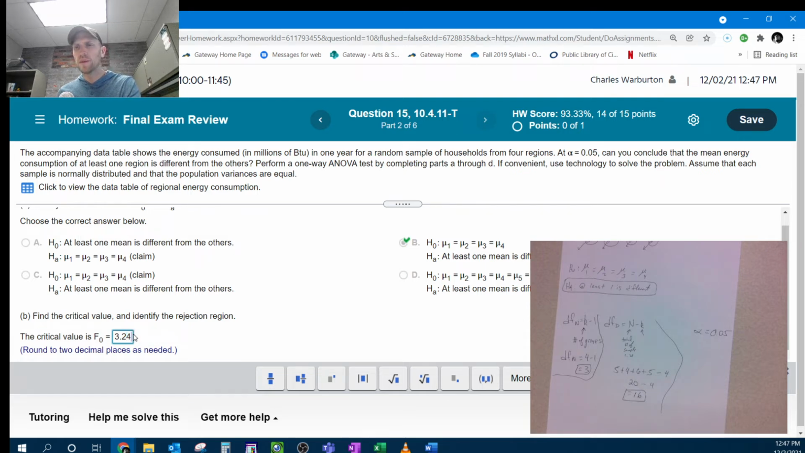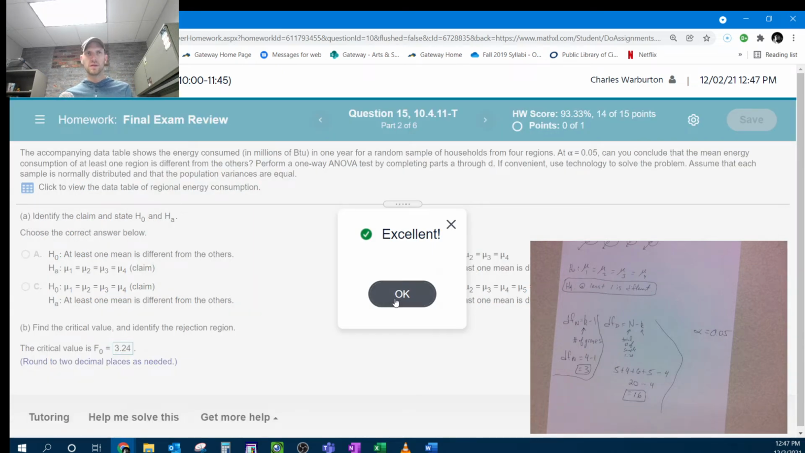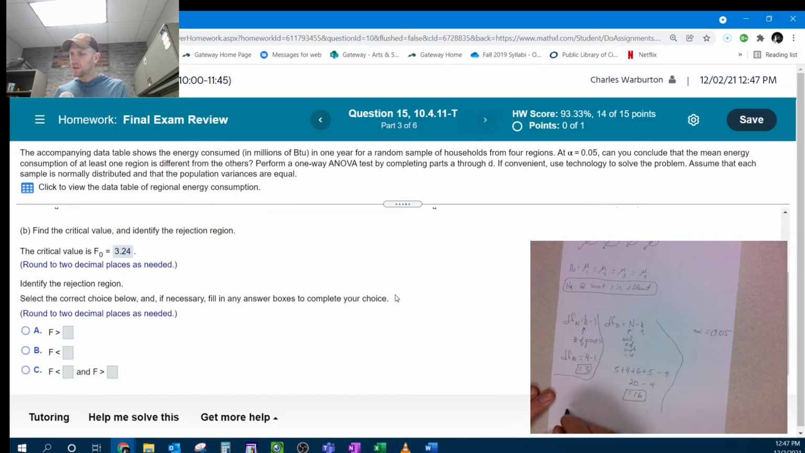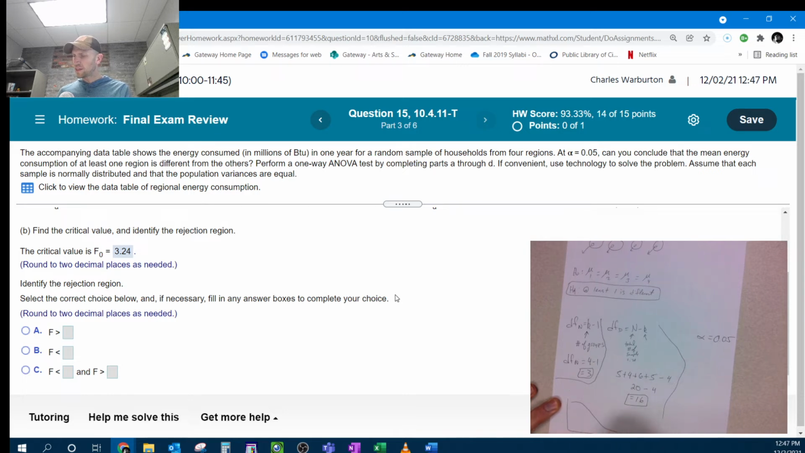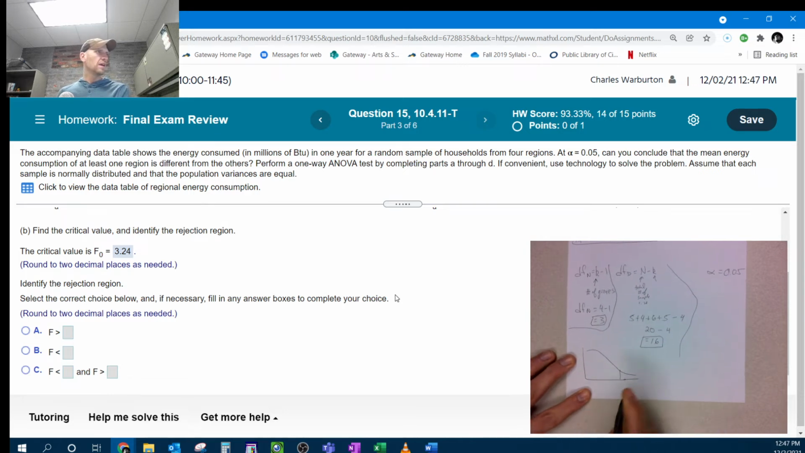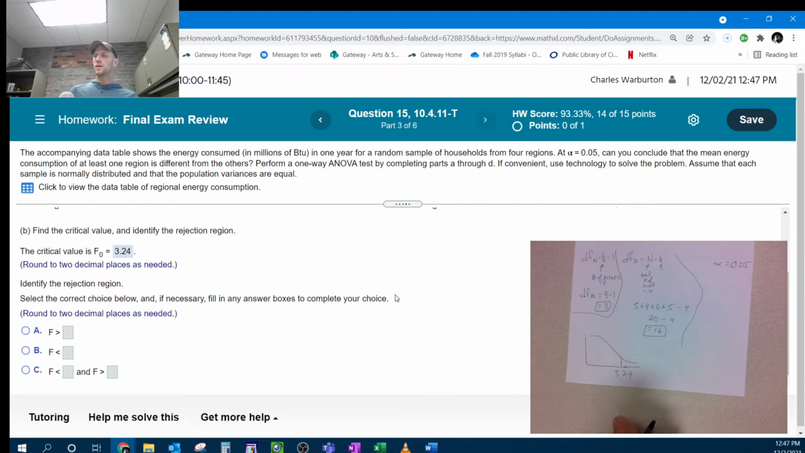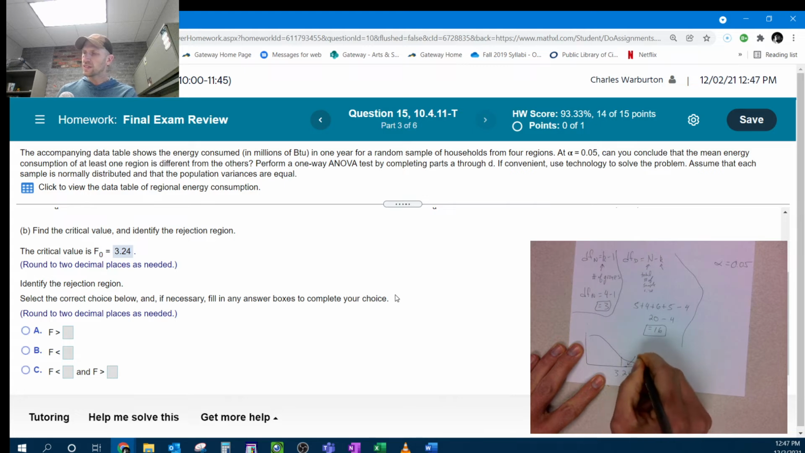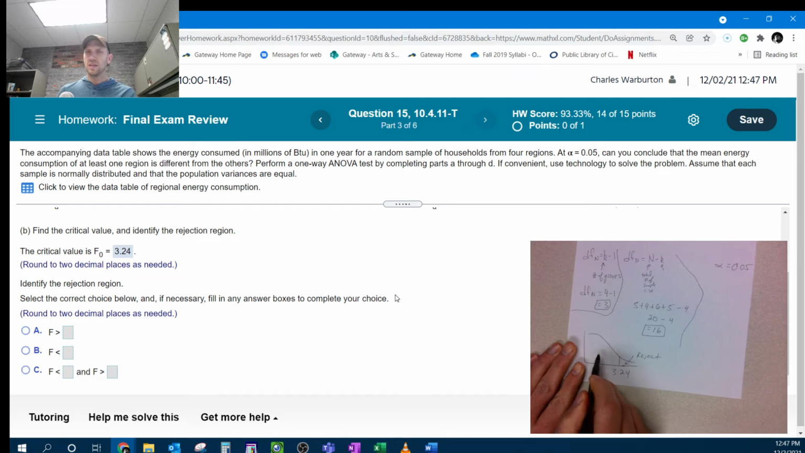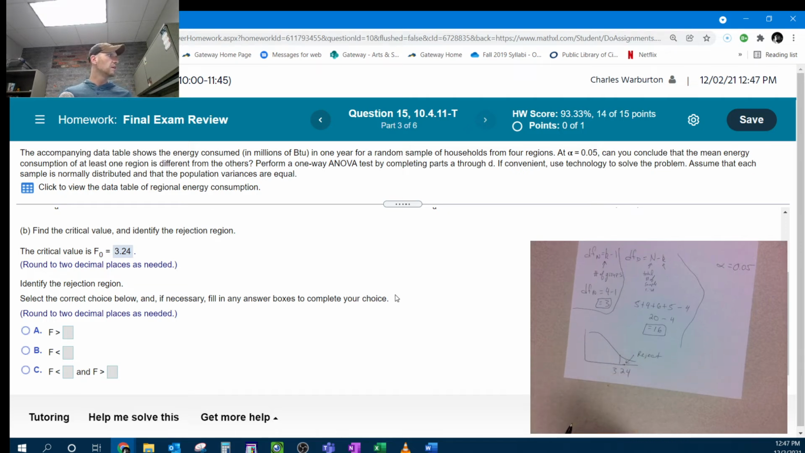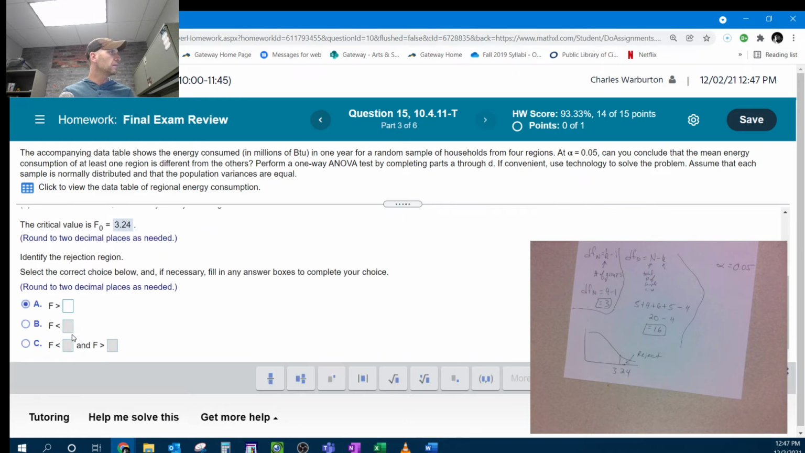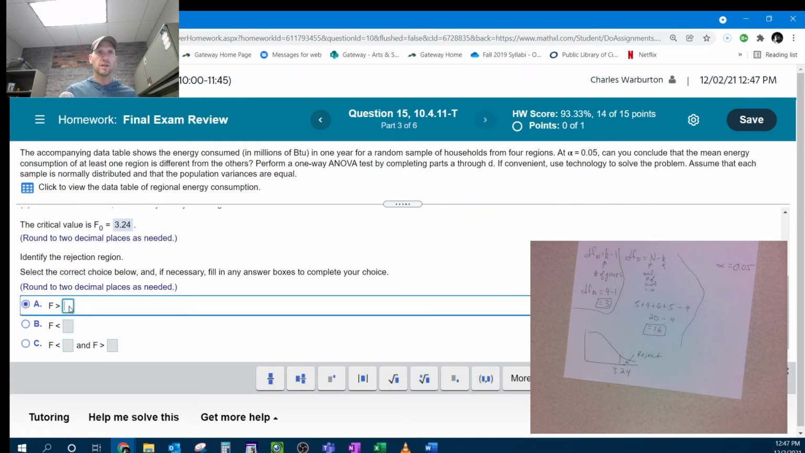Make sure you round up if you need to. There it is. So here's my F statistic. Again, it's just one tail, and my critical value ended up being 3.24. So there's the borderline. We will reject anything out on the tail and fail to reject anything that's inside. So where is the rejection region? Anything greater than 3.24.